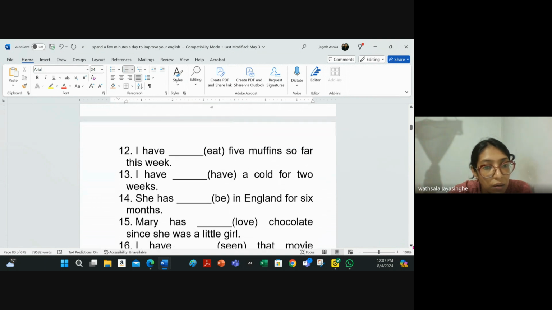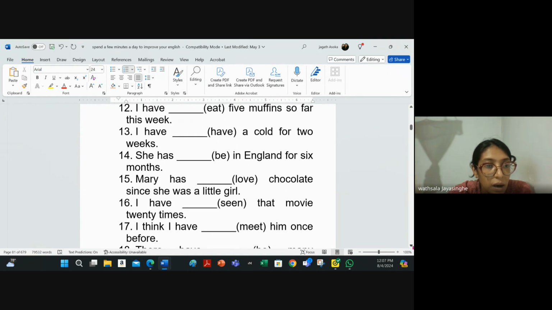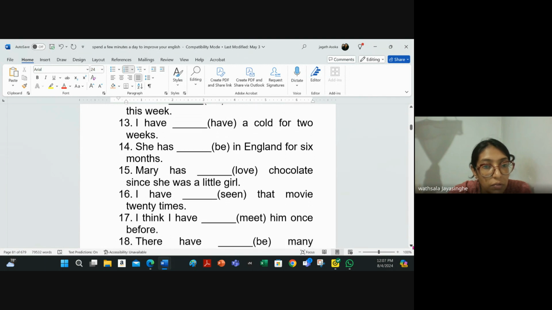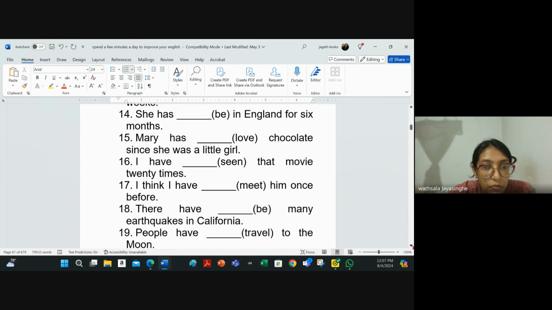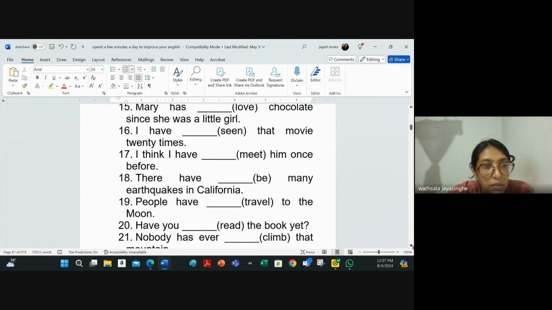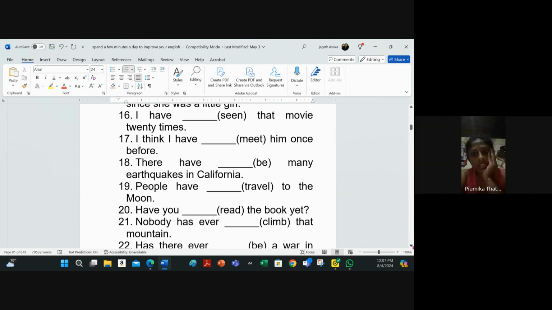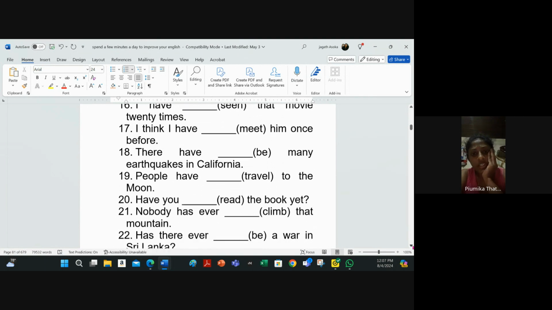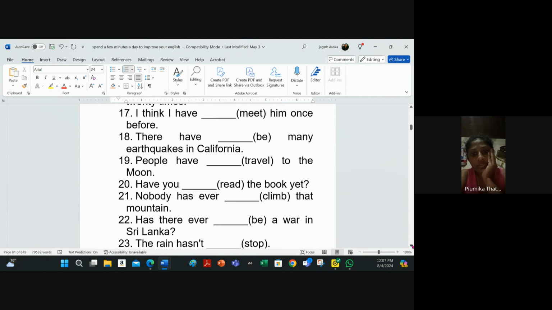I have eaten 5 muffins so far this week. I have had a cold for 2 weeks. She has been in England for 6 months. Mary has loved chocolate since she was a little girl. I have seen it at the movie 20 times. I think I have met him once before.